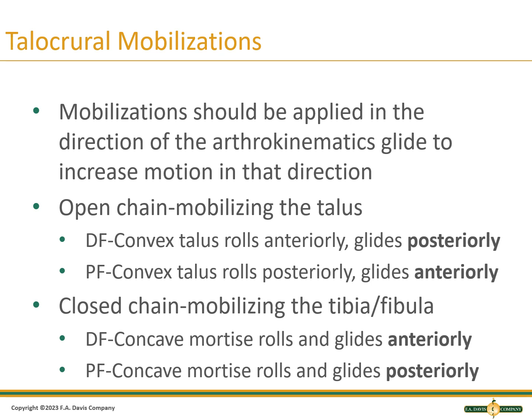For closed chain mobilizations, that's going to look at us moving the tibia and the fibula. So in order to increase dorsiflexion for closed chain motions, we see the concave mortise roll and glide anteriorly on the talus, and so we would provide posterior to anterior mobilizations of the tibia and fibula to increase dorsiflexion. If we're looking to increase plantar flexion, we're looking at the concave mortise rolling and gliding posteriorly on the talus, and so we would apply anterior to posterior mobilizations on the tibia and fibula to increase plantar flexion.